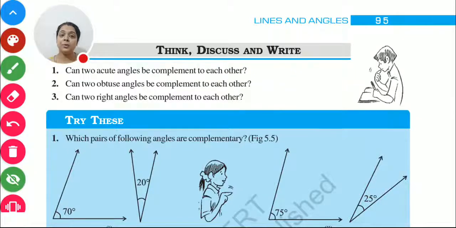Now coming to the third one, can two right angles form a complementary pair? A right angle is already 90 degree. One angle is already 90 degree. So how can it be formed? If we take two right angles, it will definitely form a supplementary angle. Means it will make a 180 degree angle, not a complementary angle. Right? So I think you are able to understand this.